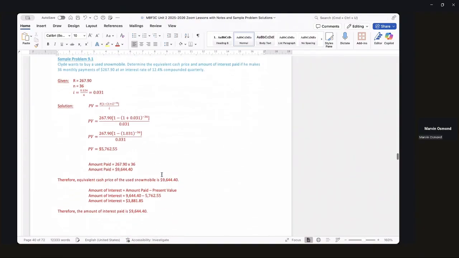Okay, so let's scroll down a little bit. Let's take a look at some examples now, and then once we start plugging some numbers in, and again, the formulas look complicated, but look what I did. I wrote down what I was given. So in this case here, problem 9.1 says Clyde wants to buy a used snowmobile. Determine the equivalent cash price, or in other words, the present value, what value it would be right now, and the amount of interest paid if he makes 36 monthly payments of $267.90 at an interest rate of 12.4% compounded quarterly. So there's a lot of things going on here.